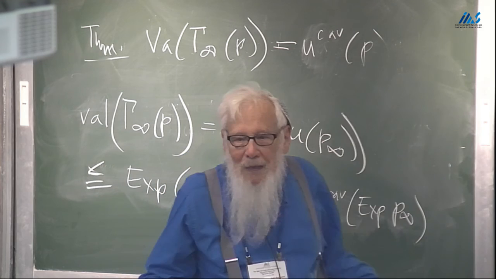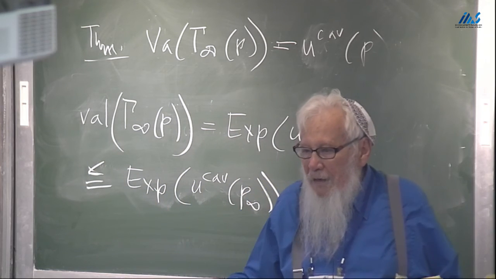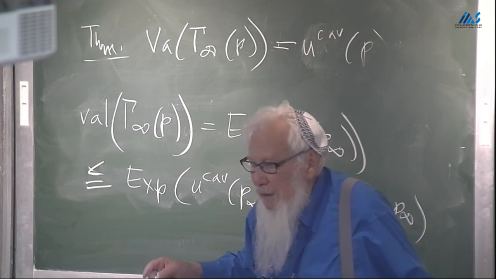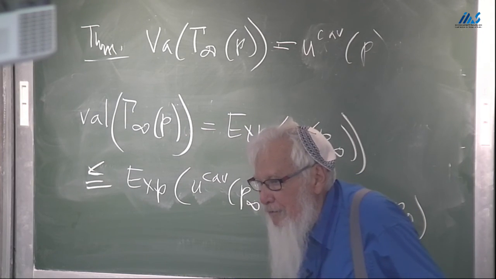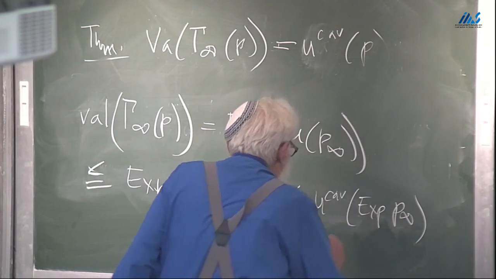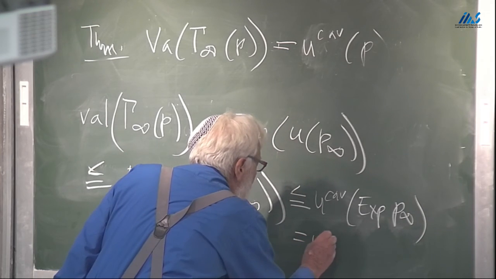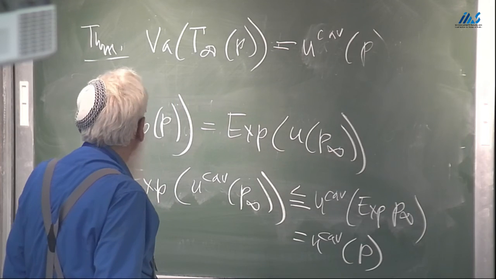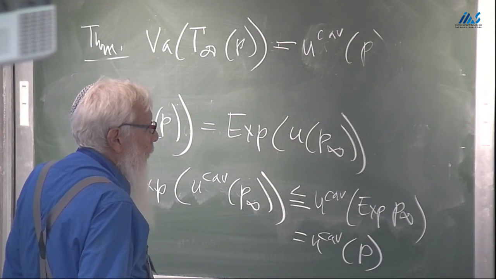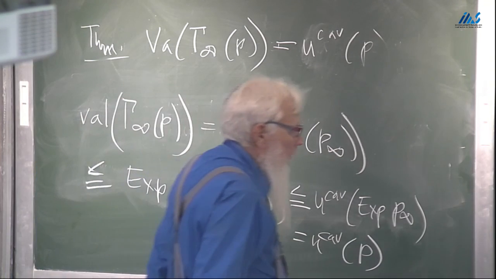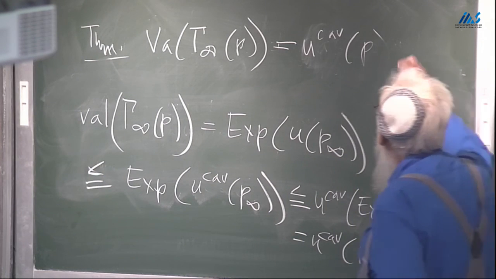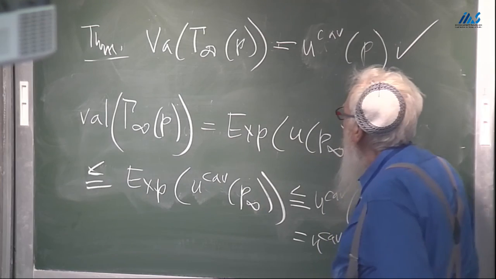But what is the expectation of P infinity? P infinity are the conditional probabilities, so the expectation of P infinity is P, right? So this is u cav of P, and that proves this. Together with that, this theorem, okay?